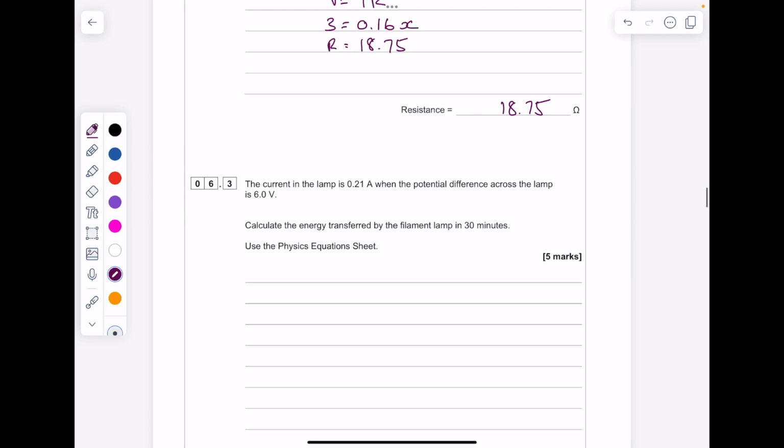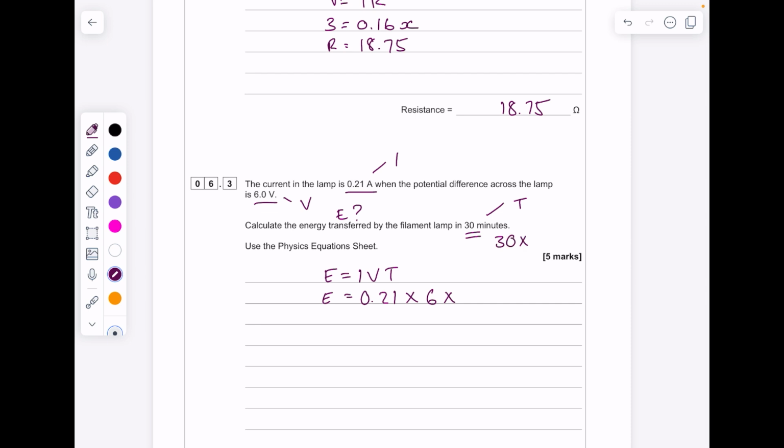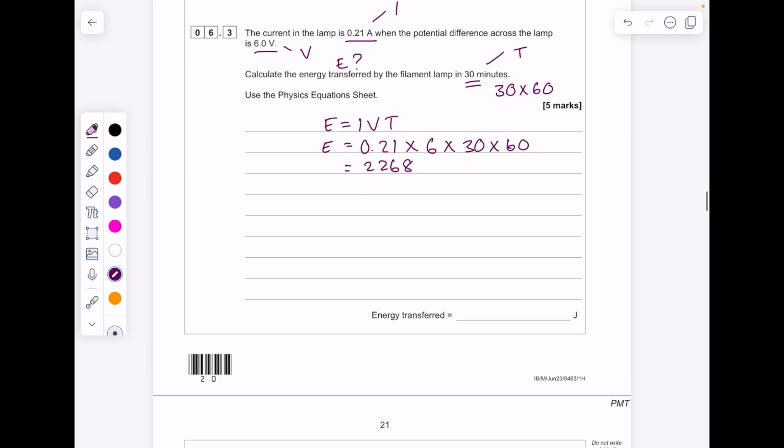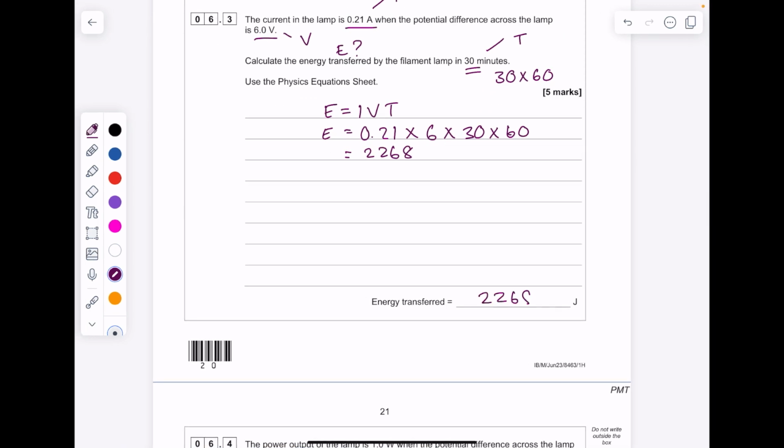The current in the lamp is 0.21 amps when the potential difference across the lamp is 6 volts. Calculate the energy transferred when the filament lamp is switched on for 30 minutes. Look, I like to label what everything is. I've got a V, an I, an E and a T. So the equation I need is E equals IVT. I'm after energy. My current is 0.21. My voltage is 6. Just be careful with time. We need that in our standard science unit of seconds, so we just need to multiply that number by 60. And so that is a very nice 5 marks right there, 2,268 joules.